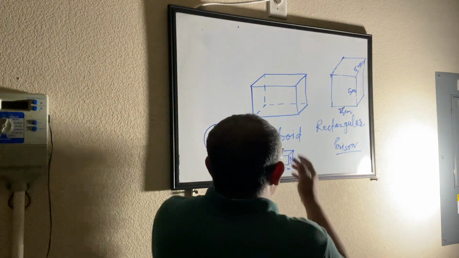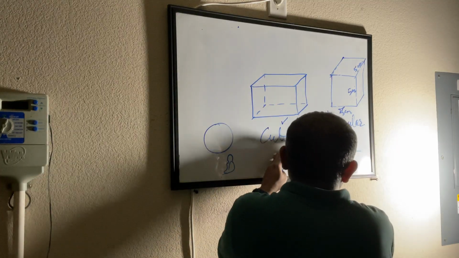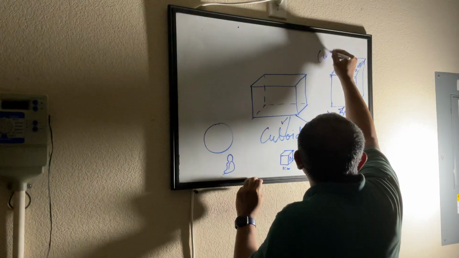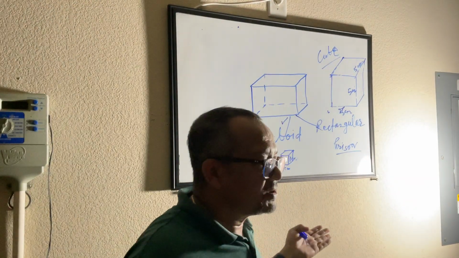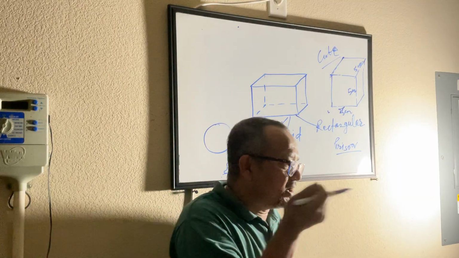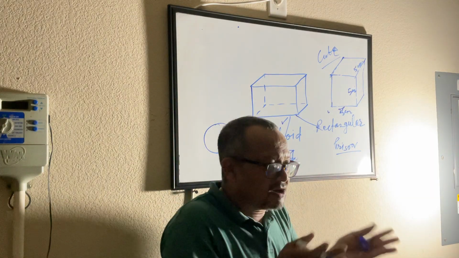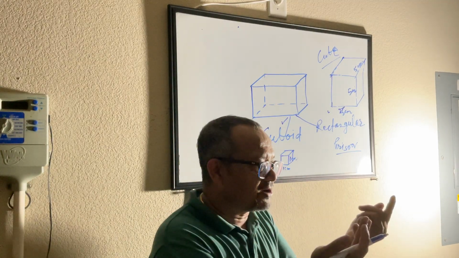So, this is cuboid, this is rectangular prism. These both are same. This is called cube. And a practical example of cube is a dice, if you have played snakes and ladder or seen a dice that you roll, which has 1 to 6 written on the sides.